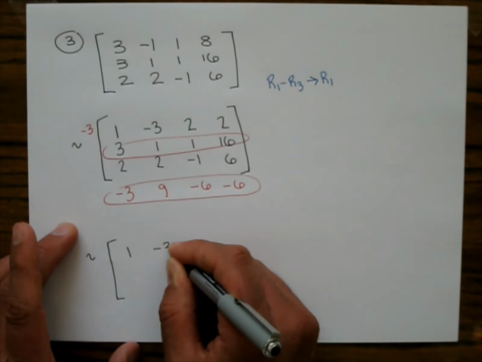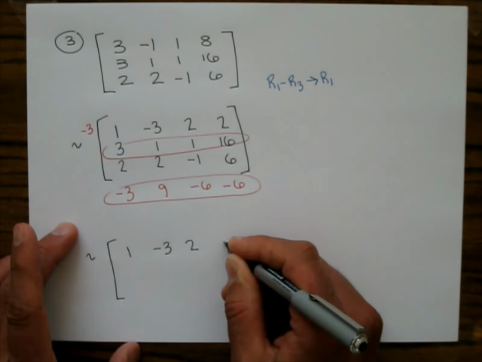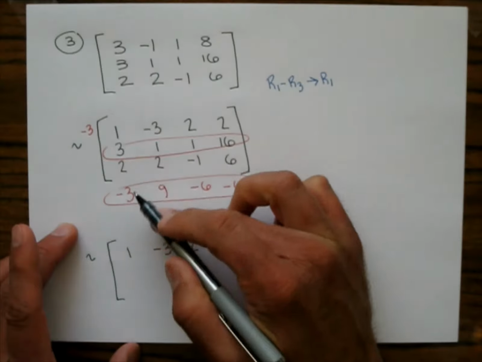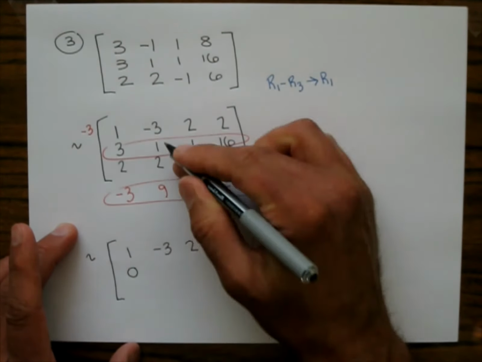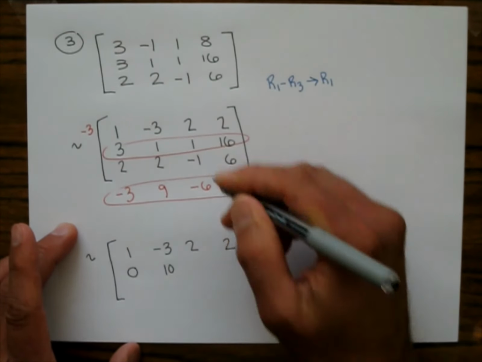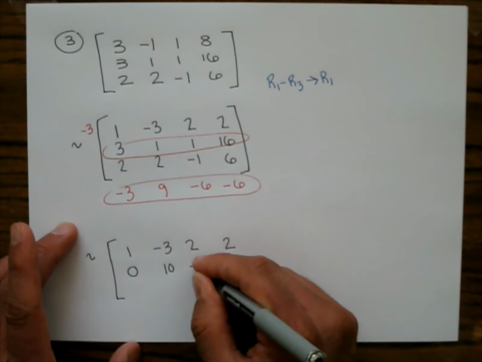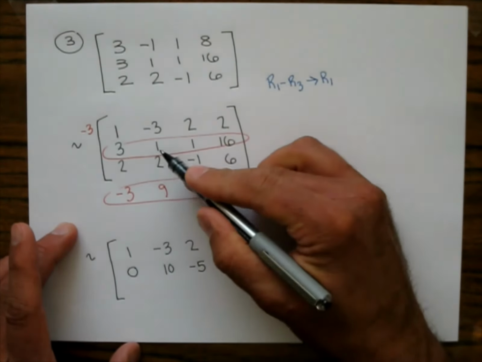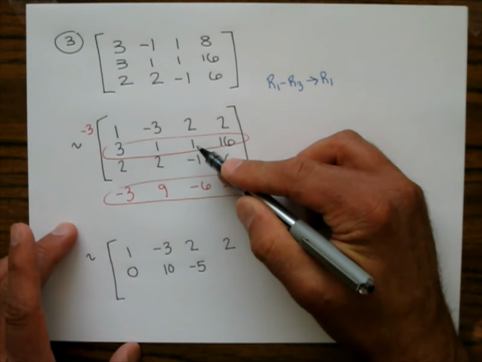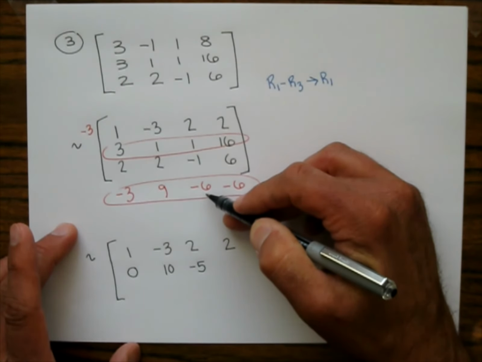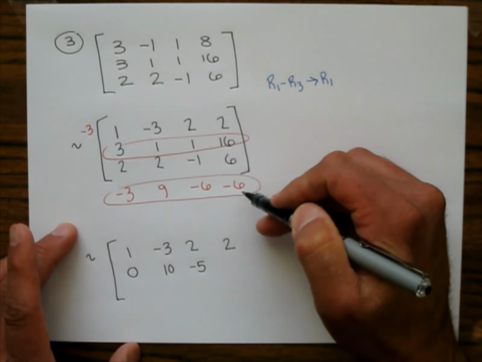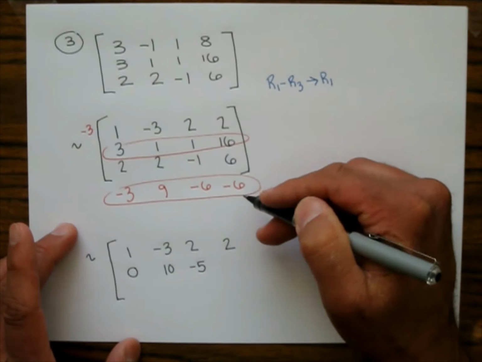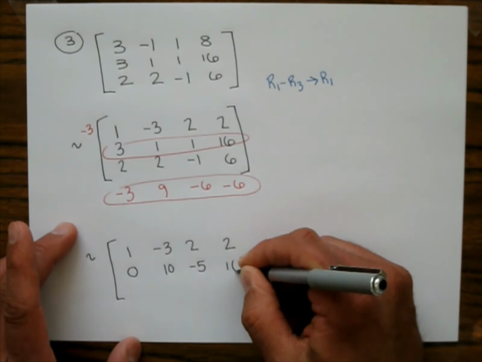1, negative 3, 2, 2. And I have 0, 10, negative 5. Now, how did I get the 10? I went 1 plus 9, and then negative 5, I'm going 1 plus a negative 6. And then 16 plus a negative 6, or 16 minus 6, is a 10.